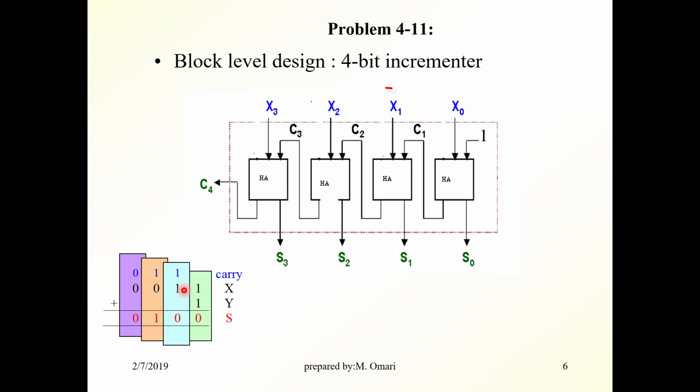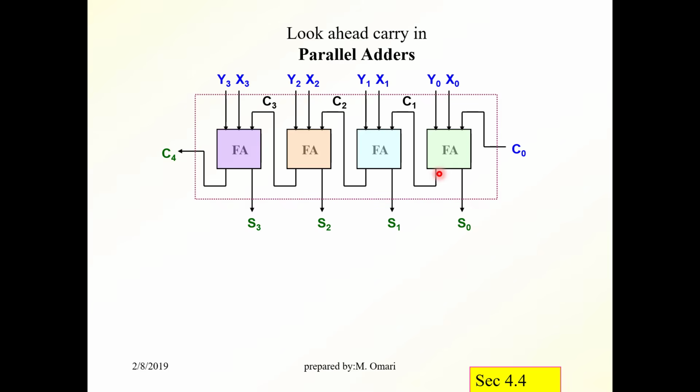Okay? And the input X1 is put as an input to the second half adder, and so on. So we get 4 half adders cascaded together to give me the 4-bit incrementer. We have talked about parallel adders. We call them ripple carry parallel adders because the carry passes through from the full adder to the other full adder and so on. Okay, now where does this problem come from?